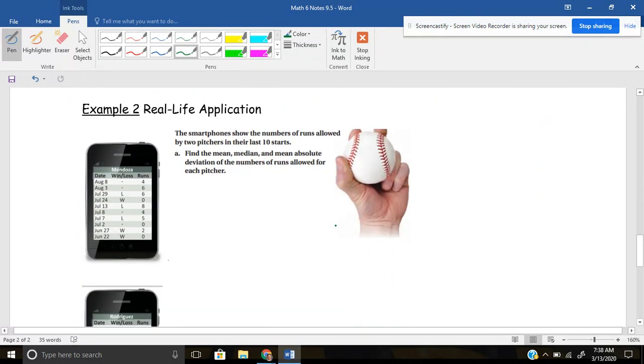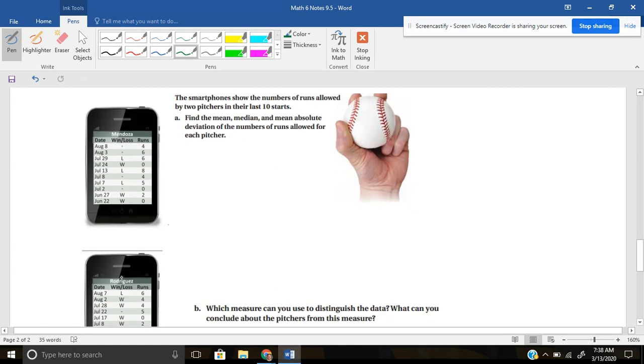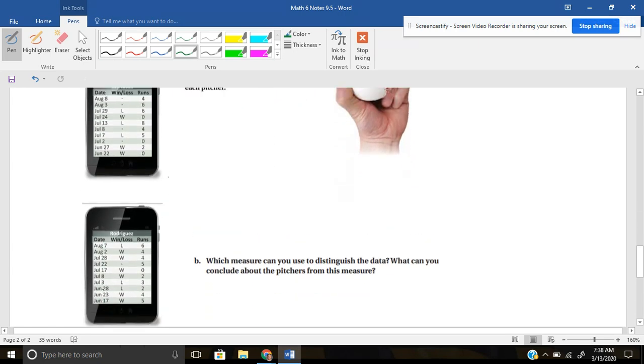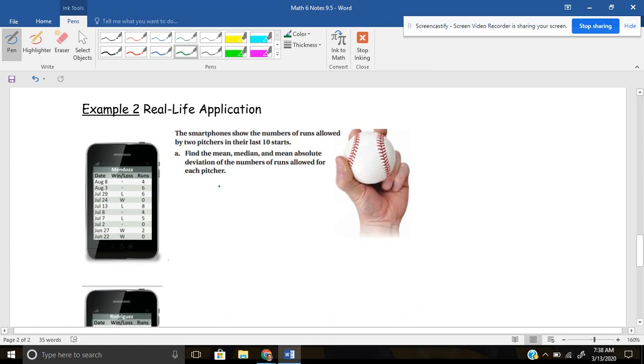All right, let's try another example. In this real-life application, it tells us that the table shows the numbers of runs allowed by 2 pitchers in their last 10 starts. Okay, so it looks like we've got one pitcher here, Mendoza, and we've got Rodriguez here for the other one. All right, so it says find the mean, median, and mean absolute deviation of the numbers of runs allowed for each pitcher.